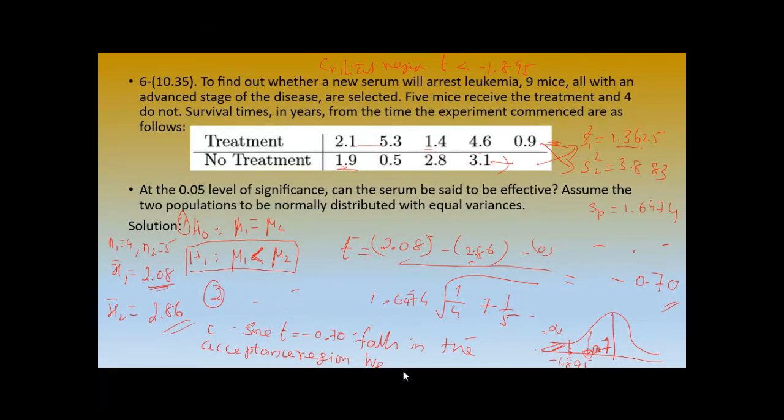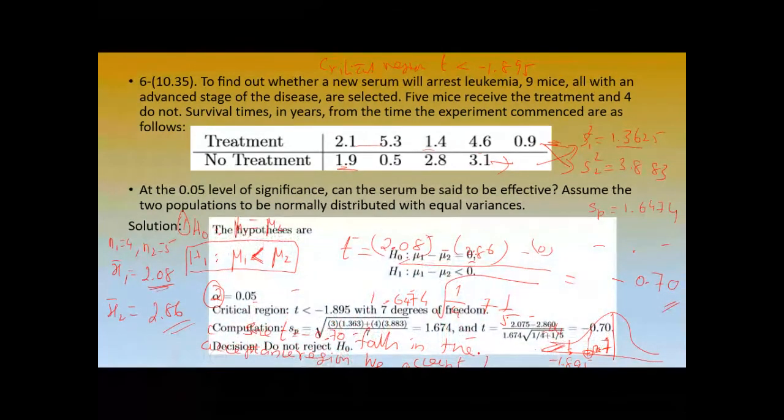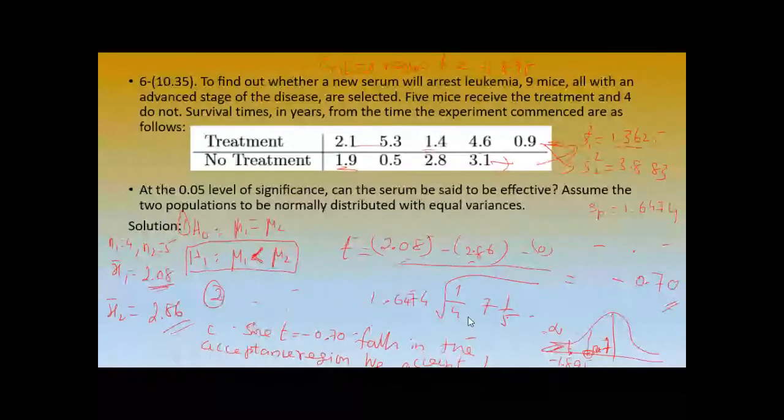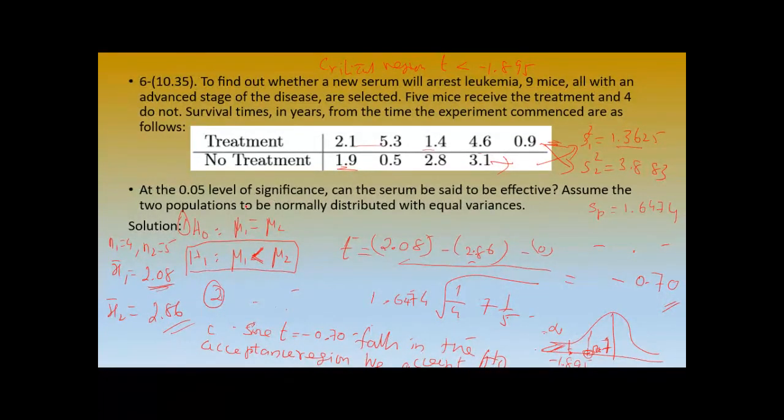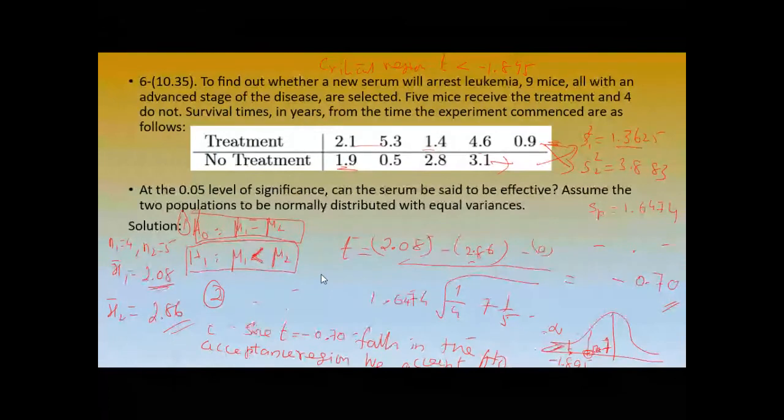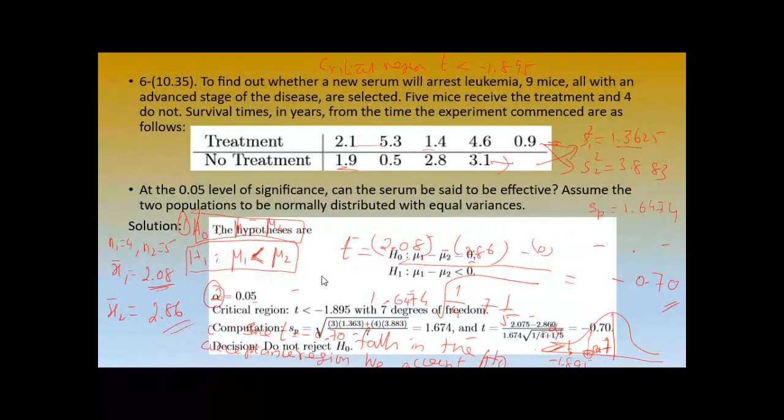Conclusion is we accept H0. What is your H0? There is no difference between the two groups, treatment and no treatment. That is the conclusion. So the serum is not effective. Can the serum be said to be effective? No. So H0 is the answer for this. Let's go for the next problem.